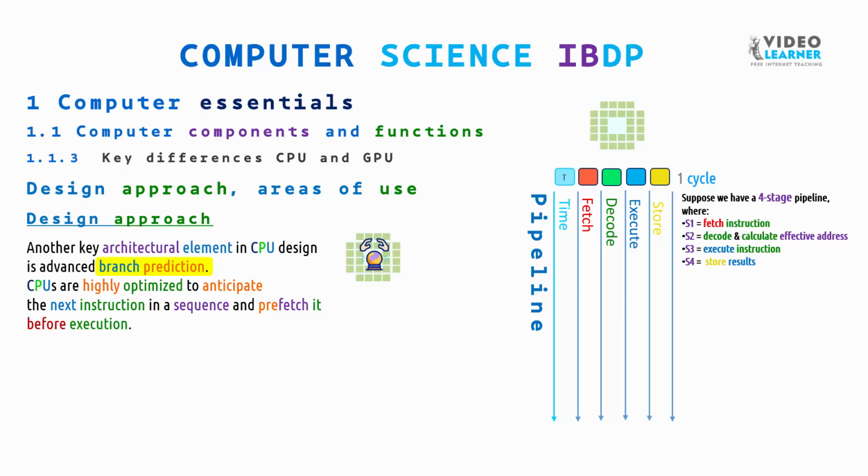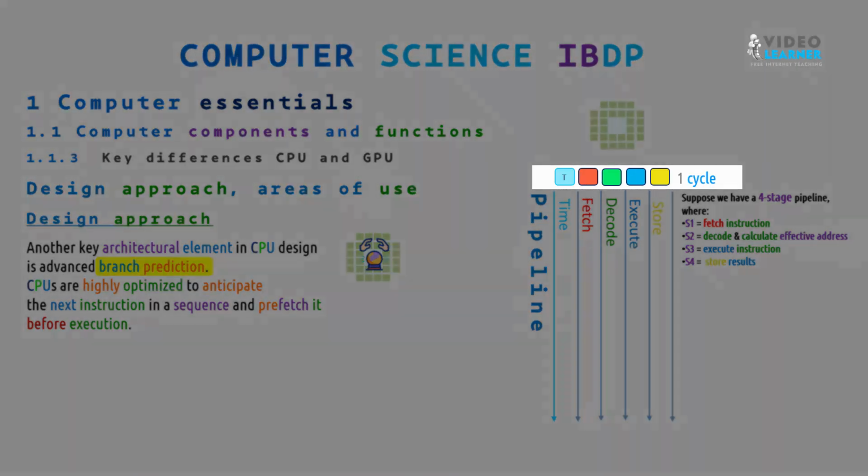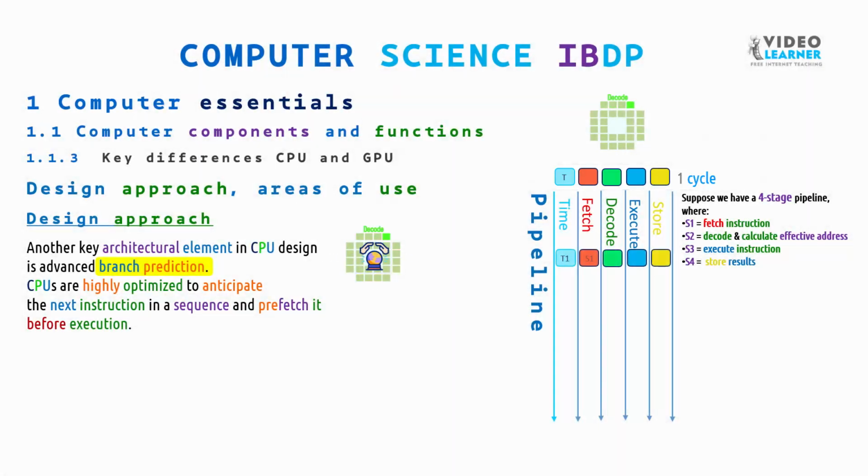Now have a look at how it happens. 4 instructions are waiting to be executed. Step 1. The S1 instruction is fetched from memory. Step 2. The S1 instruction is decoded. In the same step, the S2 instruction is fetched from the memory now. Step 3. The S1 instruction is executed. In the same step, the S2 instruction is decoded, and the S3 instruction is fetched.